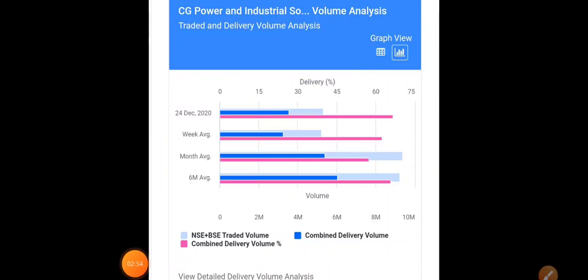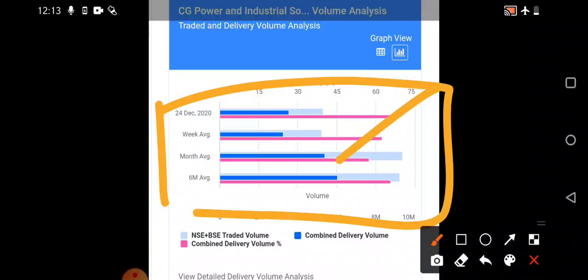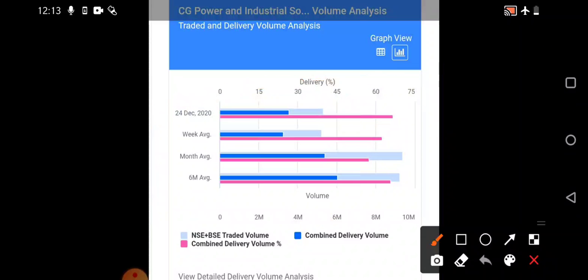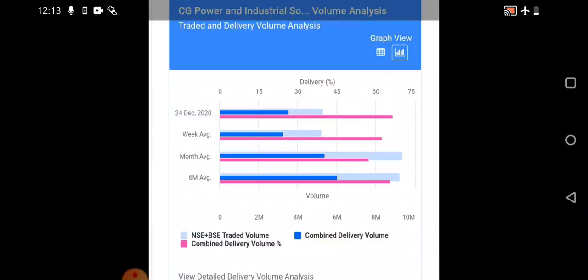Okay, so when we see the volume analysis of CG Power, clearly you can see on 24th December, the traded quantity is reducing. These light blue color bars, let me draw clearly, these are nothing but the traded quantity. And if you compare with the weekly and daily averages, you can see the traded quantity is reducing.